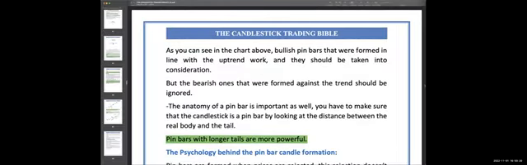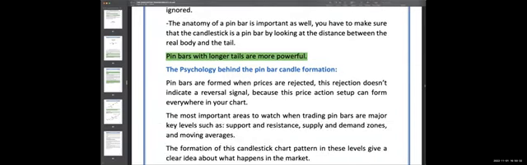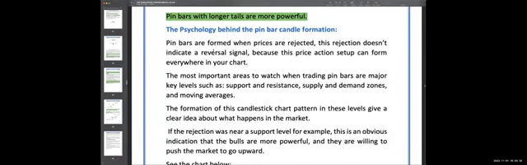Okay, so pin bars with longer tails are more powerful. The psychology behind the pin bar candlestick formation: pin bars are formed when prices are rejected. This rejection doesn't indicate a reversal signal because this price action setup can form everywhere in your chart. Okay, you should take note of that.